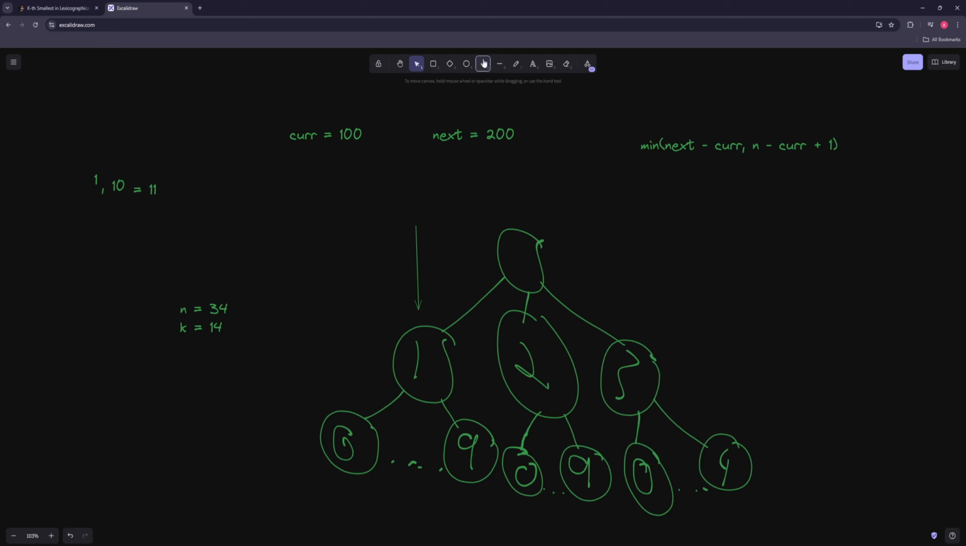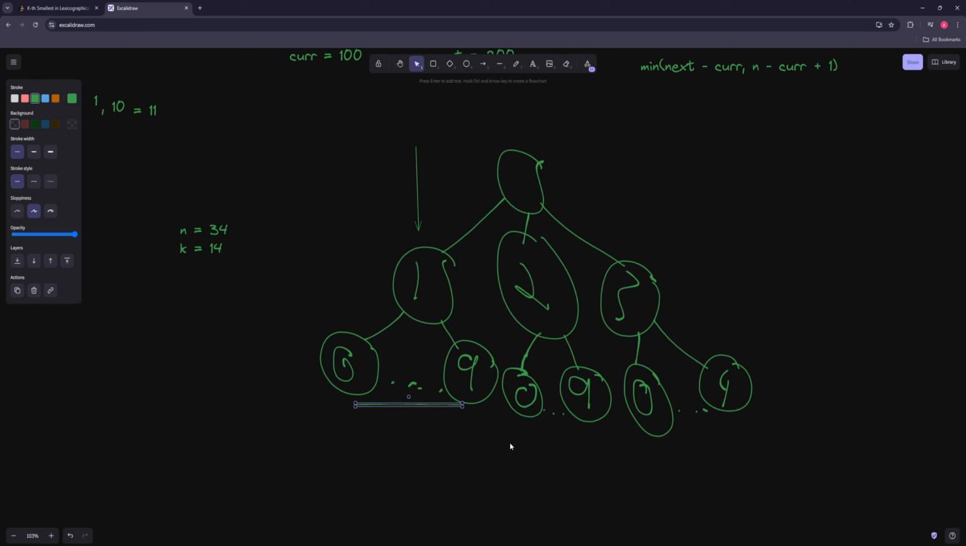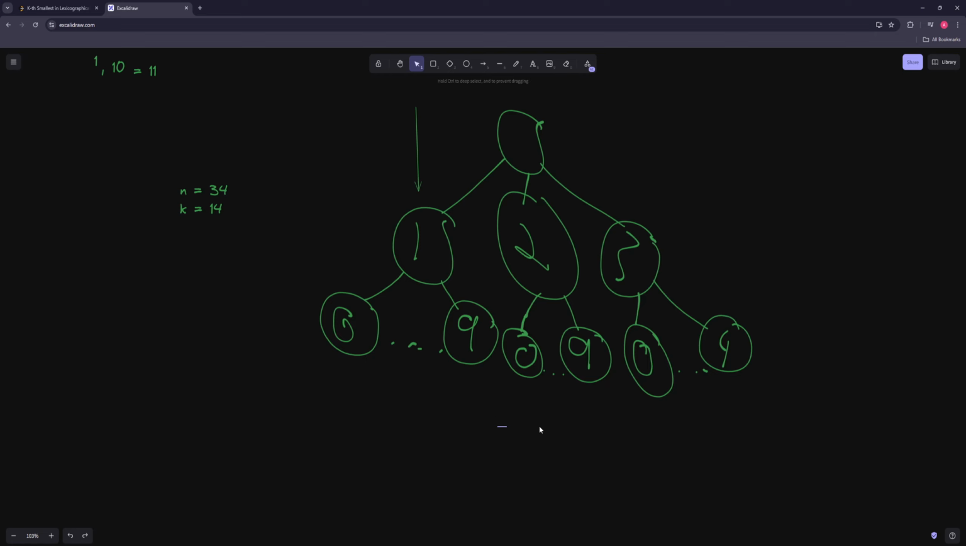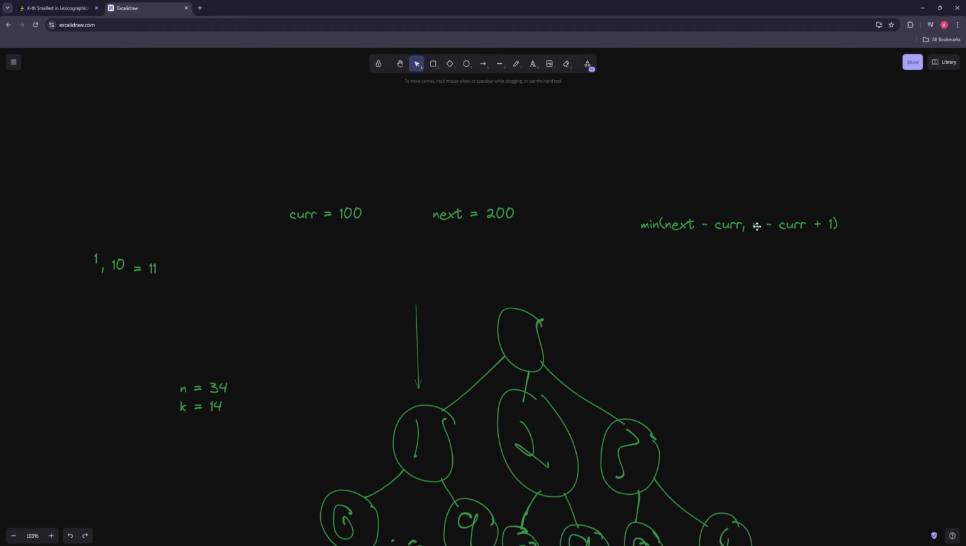The reason I use next is because the number of nodes in your current tree on this level is going to be the start of the next tree's level minus this one. So if this is 20 minus 10, that's how many nodes are in here. And if this is like 200 minus 100, that's how many nodes are in this, and so on. But if this was 200 and this was 100 and n was 134, let's say, or 150 or something, then there would actually only be 50. So that's why you also compare this as well.